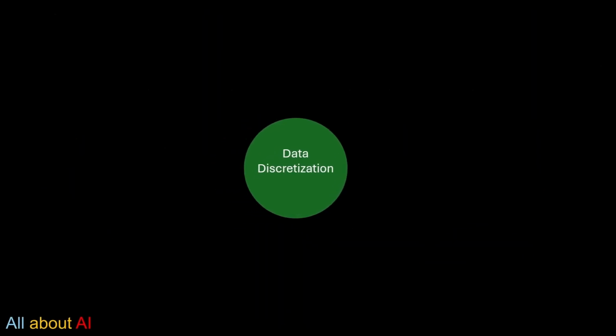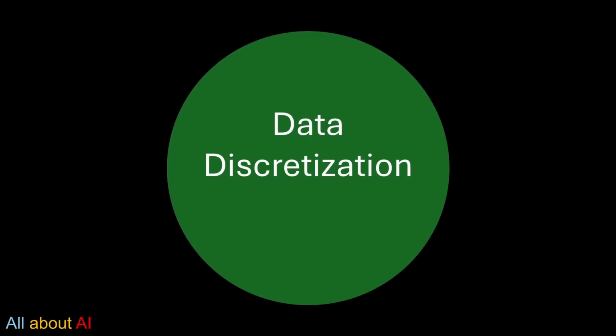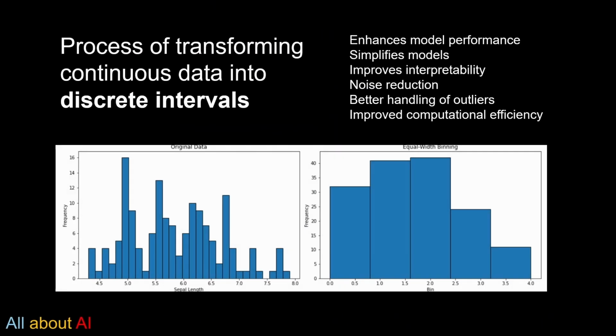Next, we'll look into data discretization. In data discretization, the purpose is to transform continuous data into discrete intervals. So if you see here, there is a lot of data, and we can convert it into some discrete interval levels. In certain datasets and certain algorithms, it improves the model performance. It also simplifies the models and improves interpretability. It does noise reduction. Sometimes it handles outliers very efficiently. And it also improves computational efficiency.